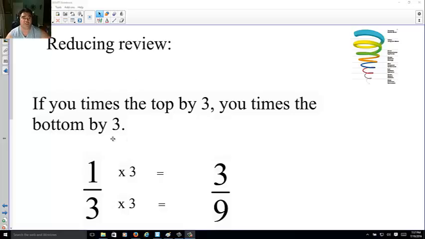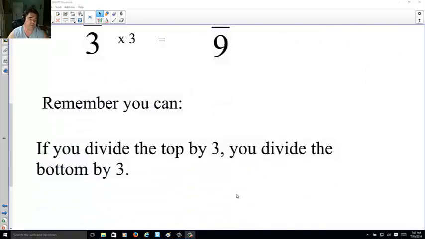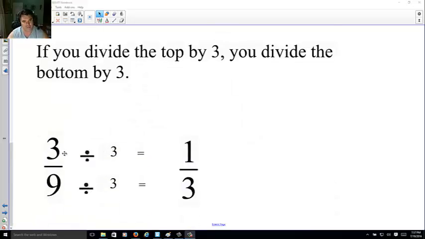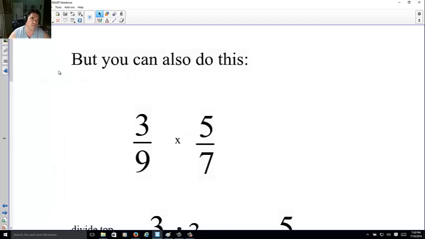Alright, so, reducing review. A quick reminder on this. If we want to times 1/3 by 3, you have to times the top and bottom by 3. So 1 times 3 is 3, and 3 times 3 is 9. In that same way, I could divide both of these by 3 and come back to 1/3. 3 divided by 3 is 1, 9 divided by 3 is 3. So again, you can times or divide as long as you do it to the top and the bottom.